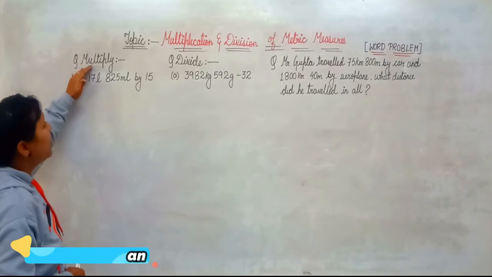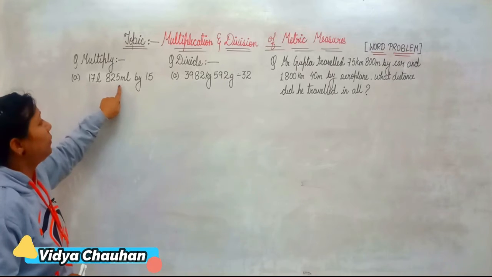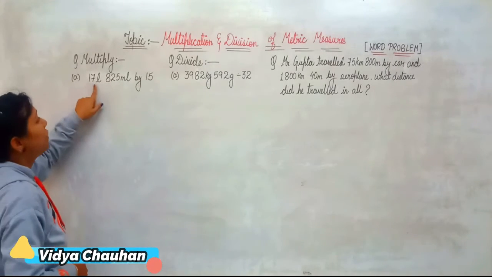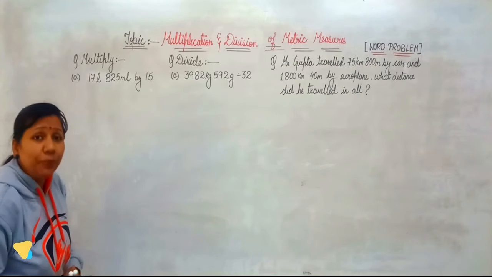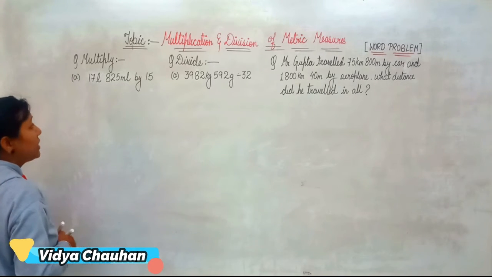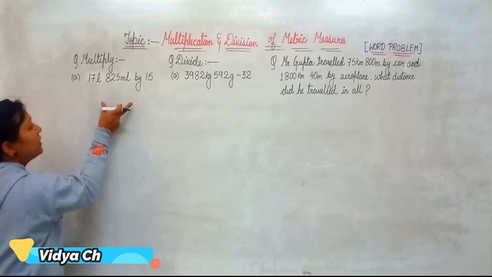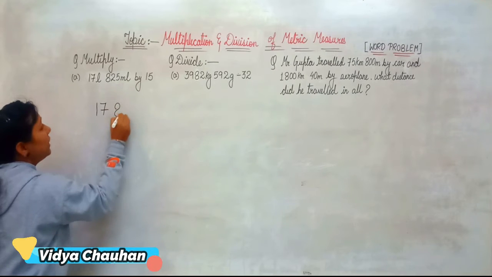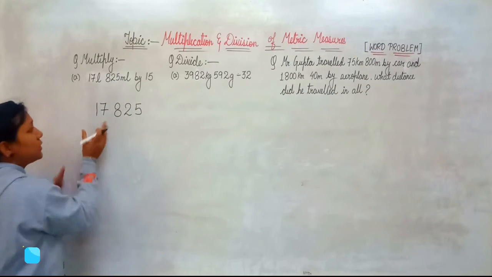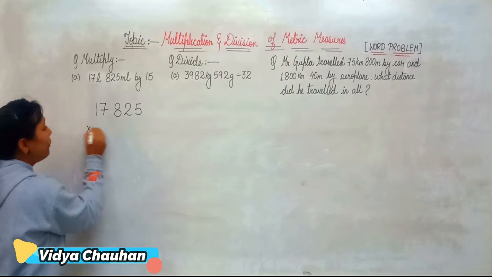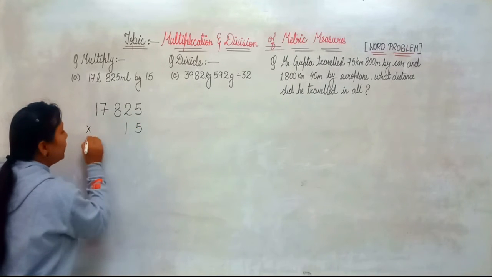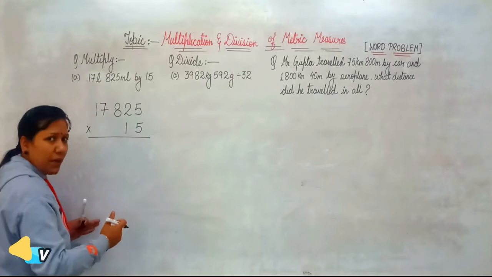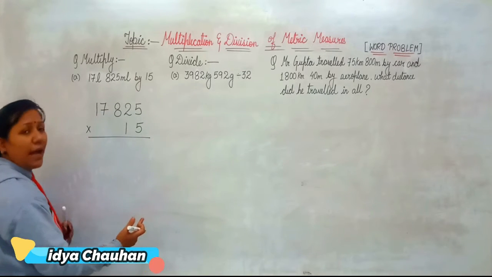The first question says multiply 17 liter 825 milliliter by 15. So we have to multiply this given term which is in liter and milliliter by 15. So for multiplication, very first what you will do, you will write this value in just a combined form. So let us write it in numerical form, 17825, like this. And perform the simple multiplication as you were doing. So let's multiply this term by 15. Then later on after multiplication we will separate it into liters and milliliters.